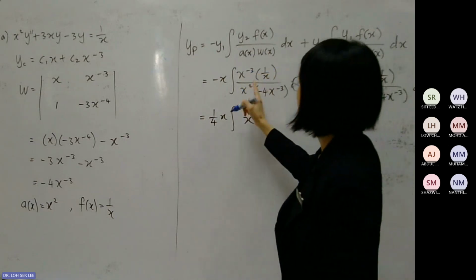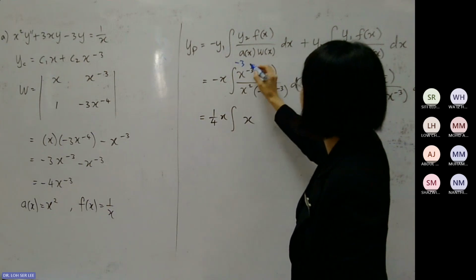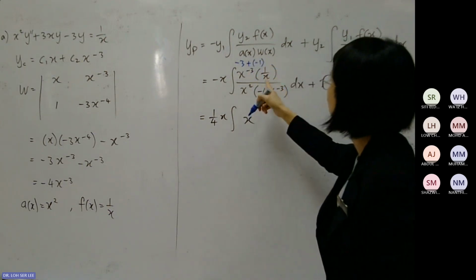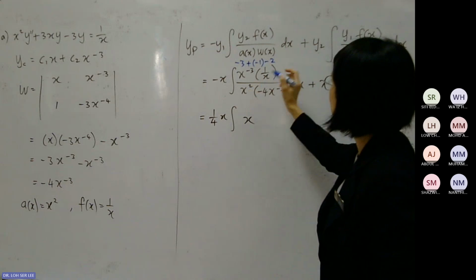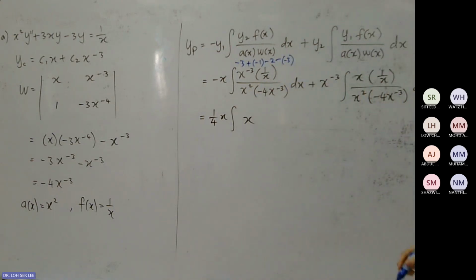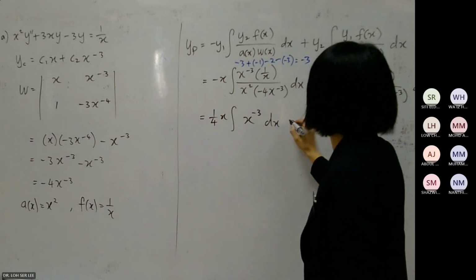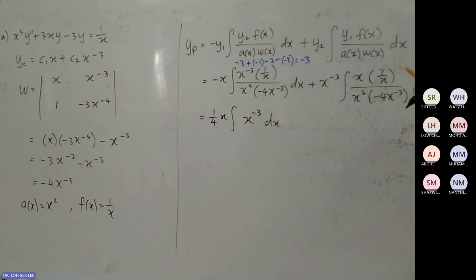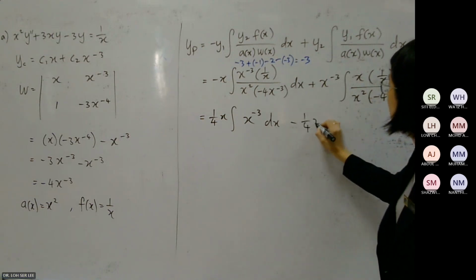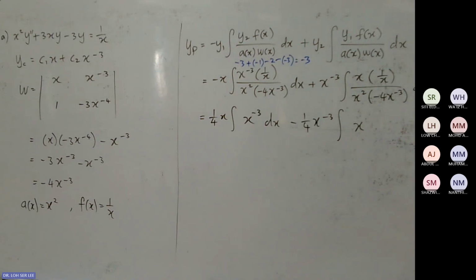Okay, how to get there? This is -1, right? Plus -1, minus 2, minus -3. So you have -3. And go to the second term. Factorize the -1 over 4, combine all x into 1, then what is the new power?